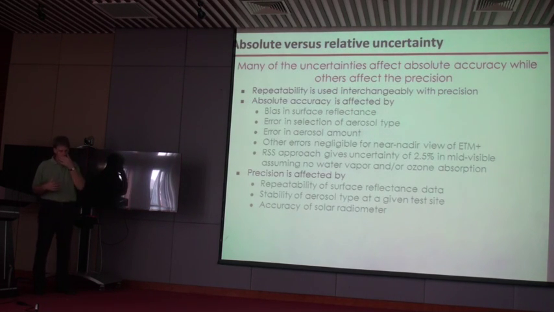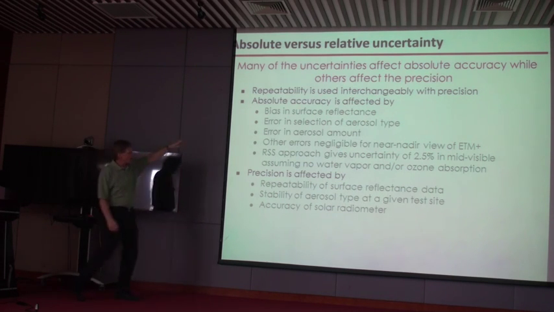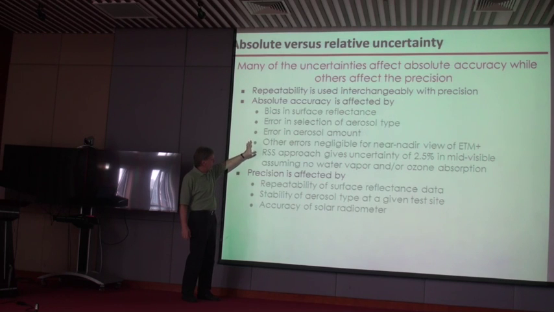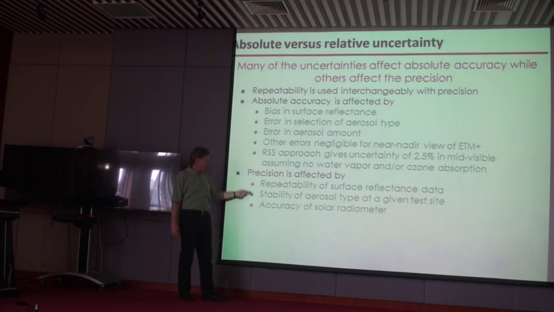Absolute versus relative. I kind of talked about this on Tuesday, and if you missed it, repeatability I will use interchangeably with precision. Absolute accuracy relates to biases, in terms of the reflectance-based selections of aerosol types or amounts. Other errors we don't really worry about, but the precision and repeatability is really how well you do in terms of whether the aerosol changes at a test site.